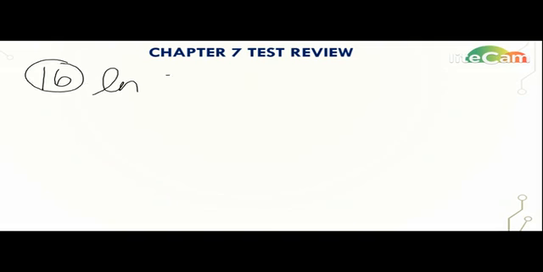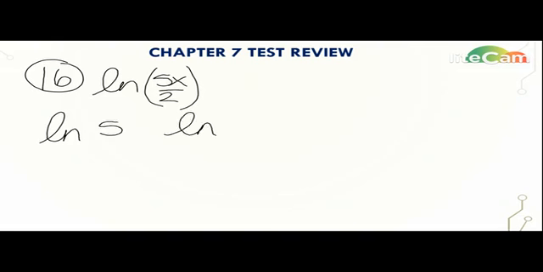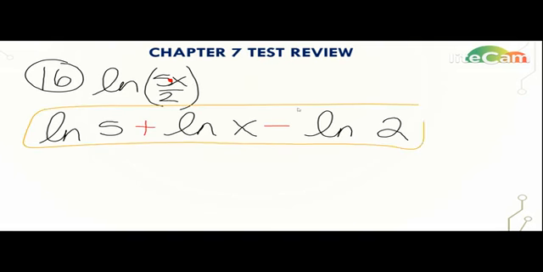Okay, so now we're switching over to expanding the expression. They have asked us to expand, which means I need to write a natural log for each of the bases, the 5, the x, and the 2. And then I need to decide if this is multiplication, then I'm going to change multiplication to an addition. And this division is basically a subtraction. Okay, so that one went kind of fast. Let's do number 17, and then you can rewind and go back to that one.